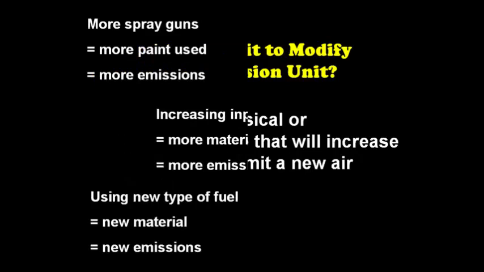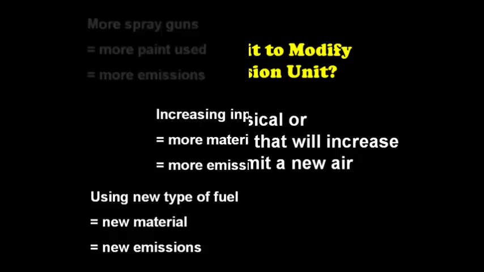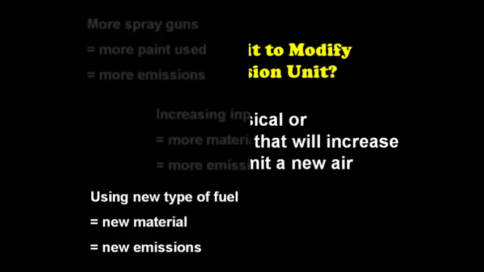For example, proposing to add more spray guns to an existing coating operation is a physical change that would result in the use of more paint and therefore an increase in emissions. Changes in the method of operation, like increasing the input rate of raw materials, will result in more material being used and as a result increase emissions. Also, other changes like changing a fuel type or switching raw materials may result in altering the nature of the emissions.